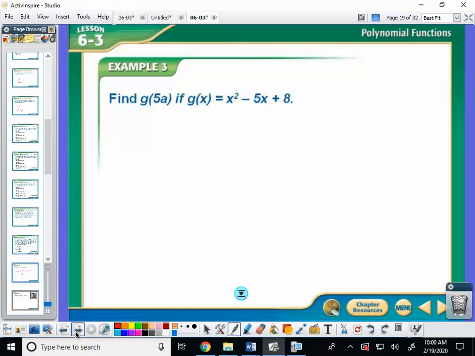Look at this next example. I want you to find g of 5a. So this time, we are still using the g function because it says g of 5a. So we're using the g function. And in place of our x's, both x's, I'm putting 5a. So g of 5a.